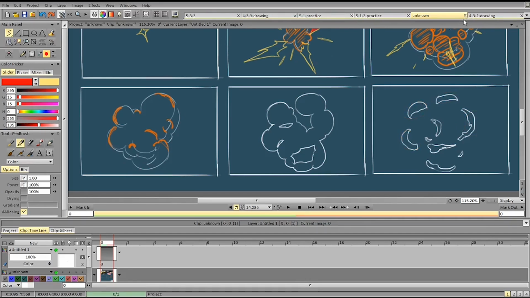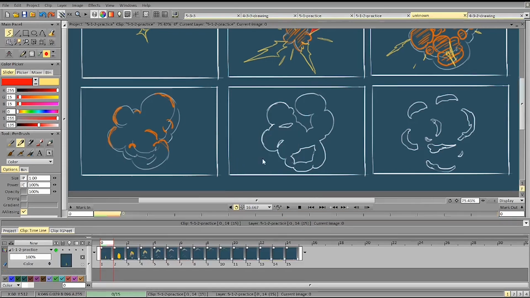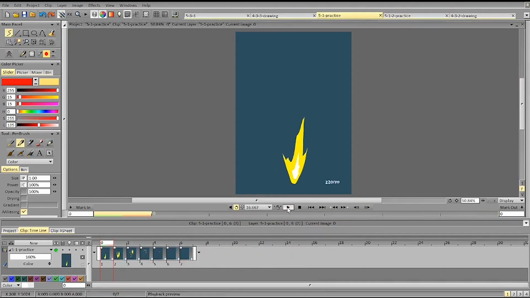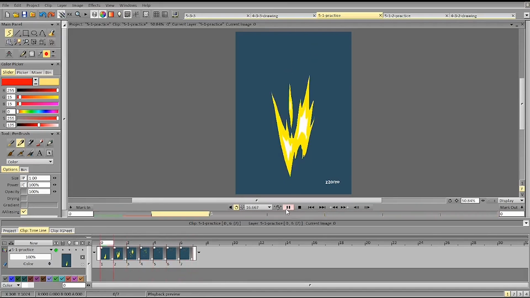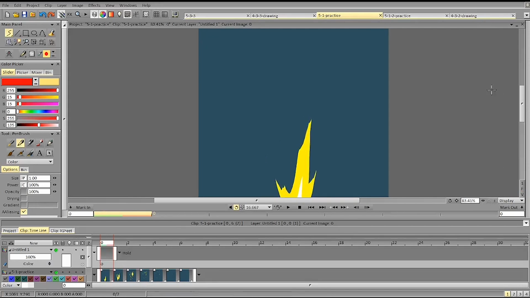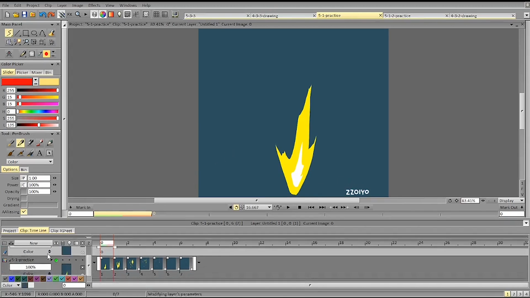So moving on to the actual animations. First we have sparks, and the sparks overall are quite good. You've got the motion figured out, and the consistency is there as well. So good job on this.